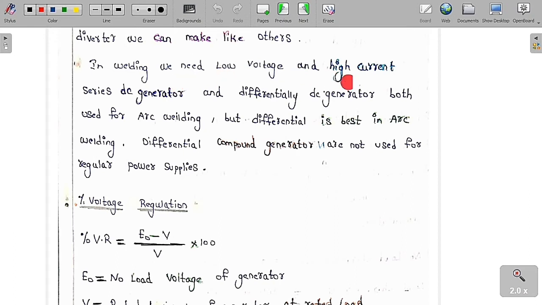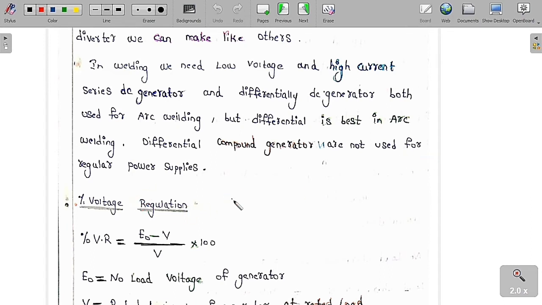In welding, we need low voltage and high current. So the DC series generator and the differential DC generator are both used for arc welding, but the differential is best for arc welding. I already told you that the series generator has two characteristics: the rising characteristics is used for boosting and the dropping characteristics for arc welding. The differential compound generators are not used for regular power supplies.